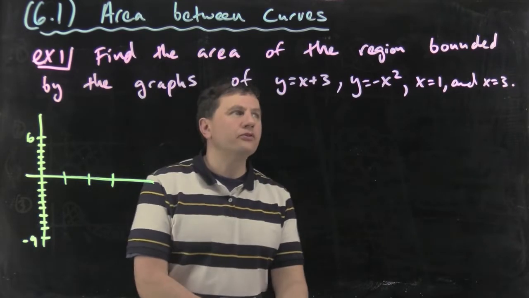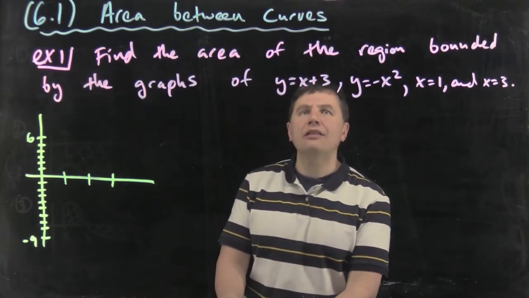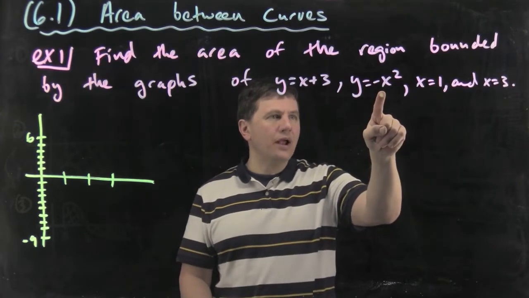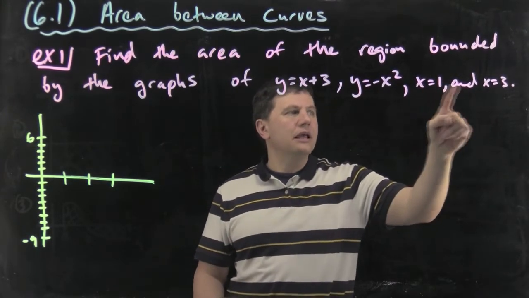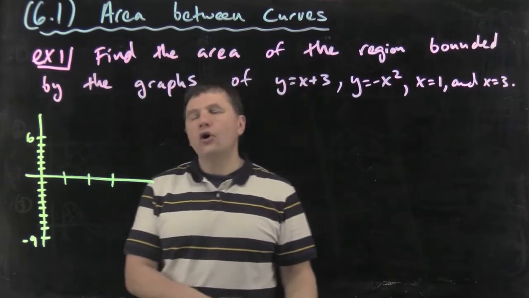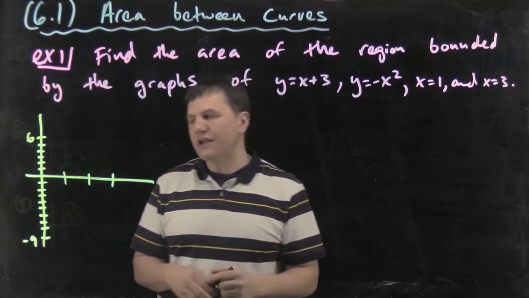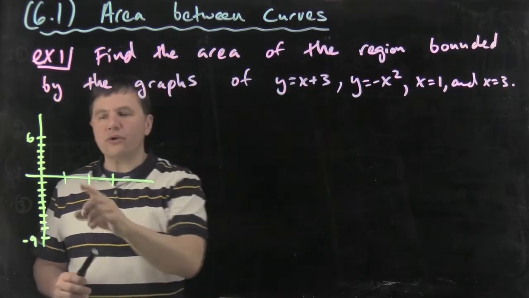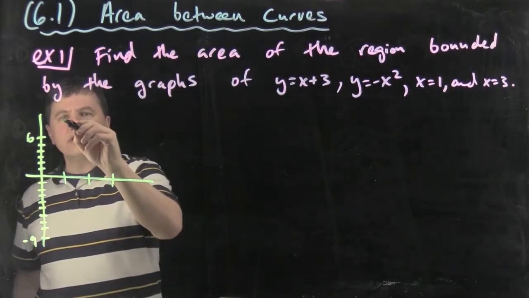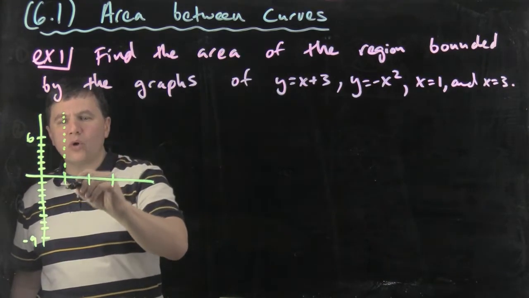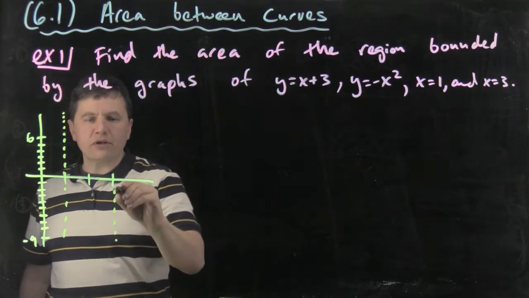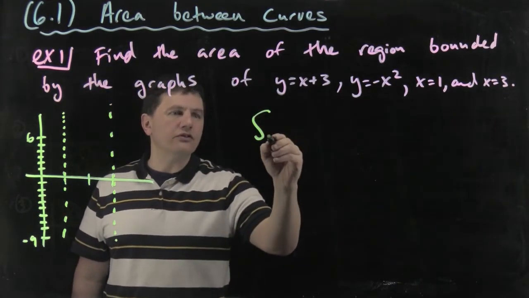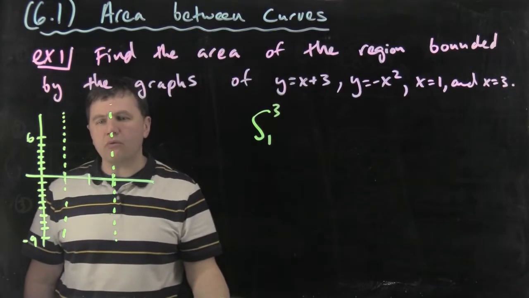So we want to find the area between the following graphs. We have this line, this upside down parabola, this vertical line, and this vertical line. So let's go ahead and start off. Like I said, this one is pretty basic. Let's start with y equals x plus 3. Keep in mind, we're only talking from the vertical line x equals 1 to 3. Typically when they give you these vertical lines, they're essentially giving us what the integral is. So this would be 1 to 3. I pretty much know that already.